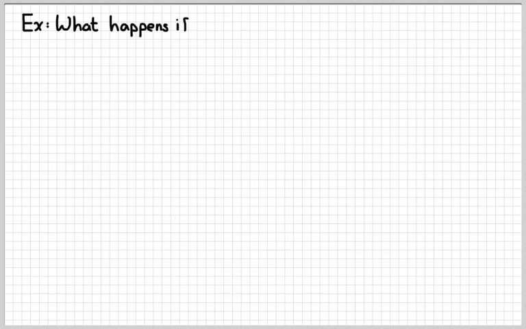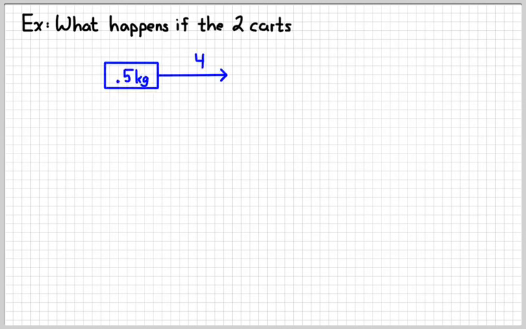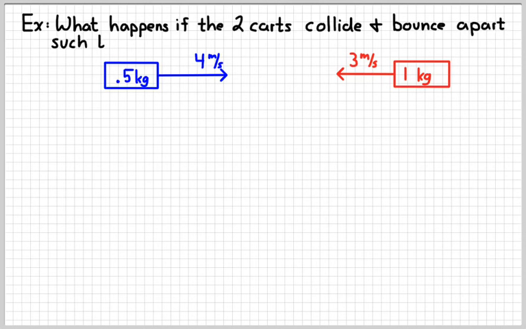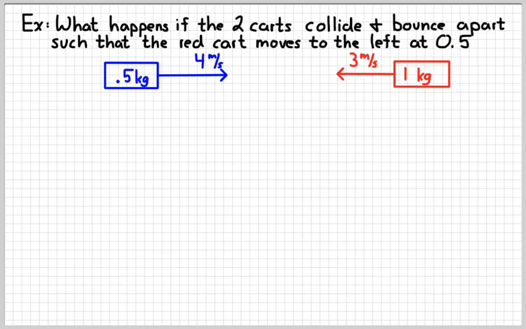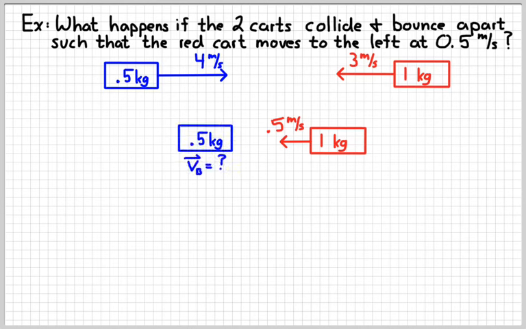So let's look at a second example. Suppose instead of sticking together, same system by the way, we let these two carts bounce apart. And in order to figure out what one cart does, we would have to measure what the second cart does. So let's say that they bounce apart such that afterwards the red cart moves to the left still, but it slows down to 0.5 meters per second. And we want to figure out, well, what is the blue cart doing? I'm going to guess that it's going to be moving to the left, since the red cart is moving to the left afterwards. So I'm going to go ahead and draw an arrow to the left and represent that velocity, and that's what we want to try to find.